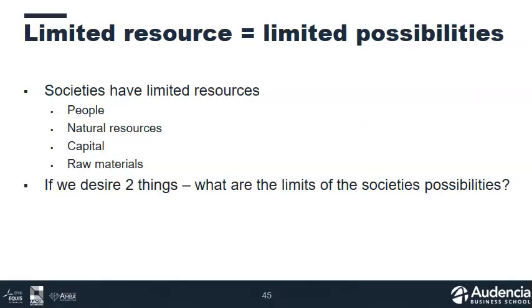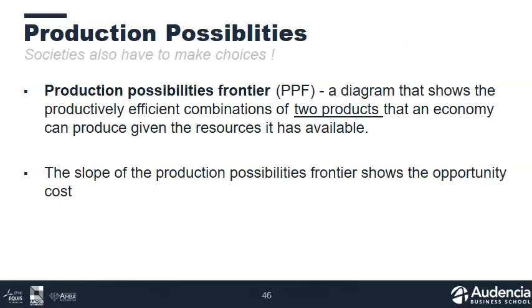We know that in societies we have limited resources, and these limited resources create limited possibilities. And this is what drives, again, the question of scarcity. The production possibilities frontier is a diagram that represents these limits on what we can do or not in an economy. And again, this is a simplified representation of reality, an extremely simplified representation of reality.